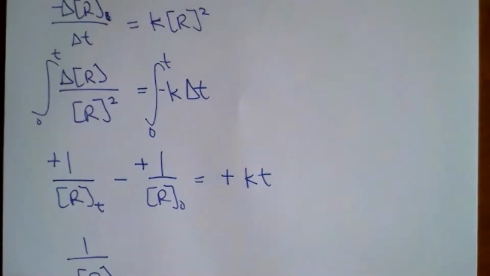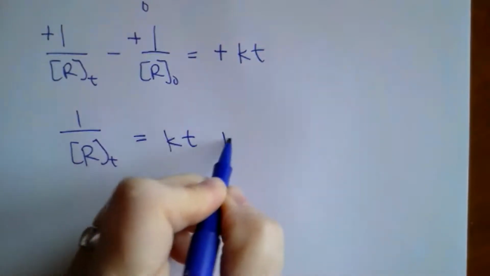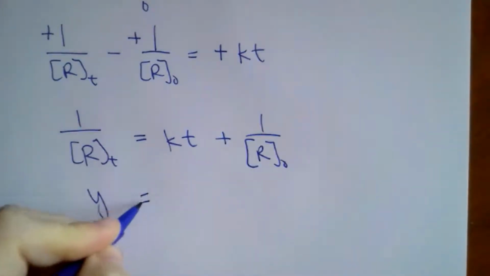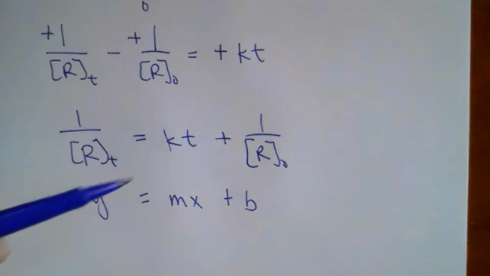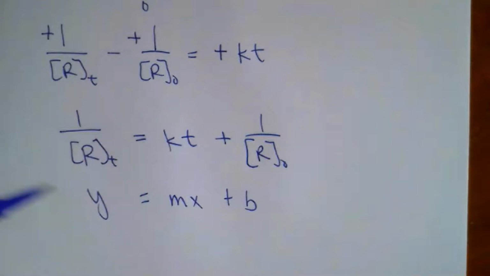It is often written in this format instead. The reason one might write it in this format, again, is that it's in slope-intercept format. If you plot 1 over the concentration of the reactant versus time, you get a line with a slope of k, positive k. That's first and second.